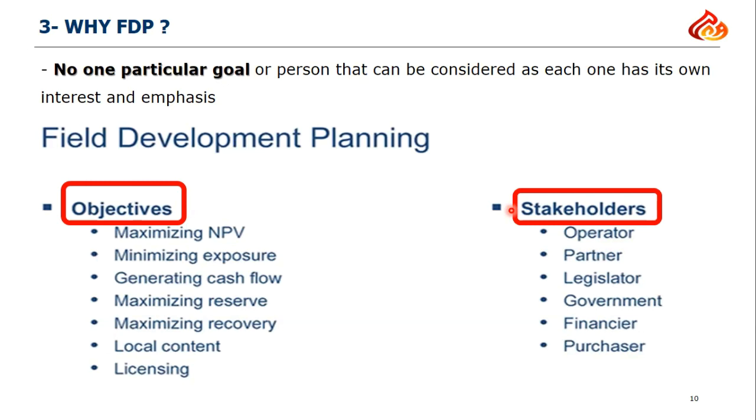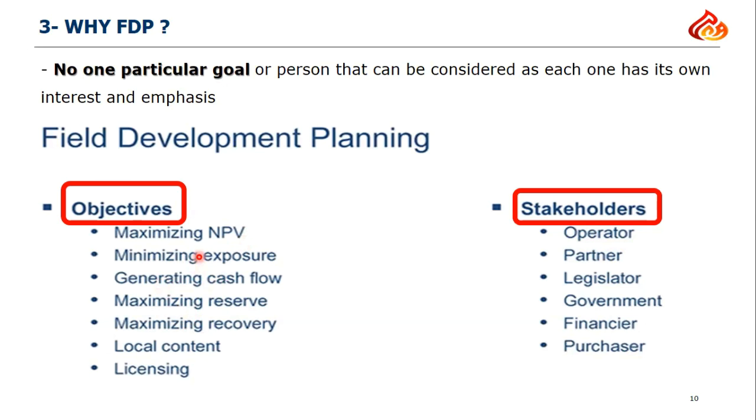Either small or big, it's not the matter, but there is no particular goal for our stakeholders: the operator, the government, the investor, the financer, the partner, the legislator, and a lot of stakeholders, the people who are working in the area and so on. Each of these persons has a particular goal. One person needs to maximize the net present value; he is looking at the economics only. Another person is looking for local content; I need to maximize local content in the project. Another needs to maximize the reserves, maximize the recovery, generate cash flow very quickly, and minimize exposure to risk. All of these are objectives for our field development planning.